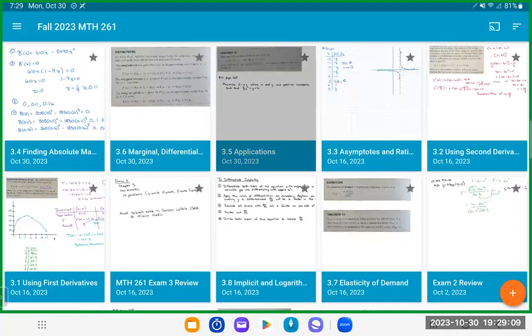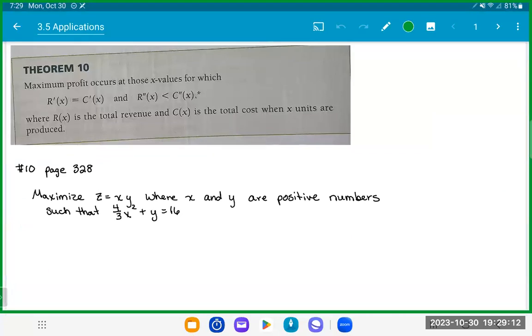All right. So let's look at chapter 3.5. This is a section on applications, and we're looking at optimization in business, economics, and general applications. Okay. So we get a new theorem here, and that tells us that the maximum profit occurs whenever we have x values at which they're like this, right? So when you think of the profit function, think about it in business terms, right?